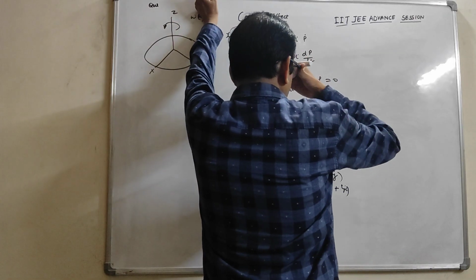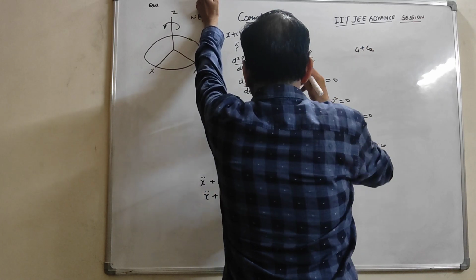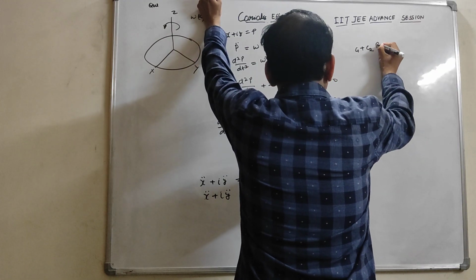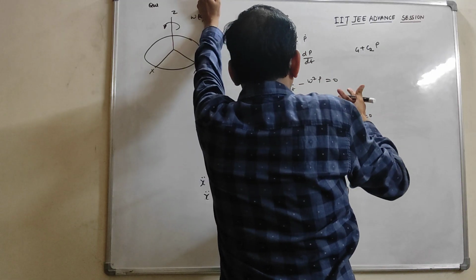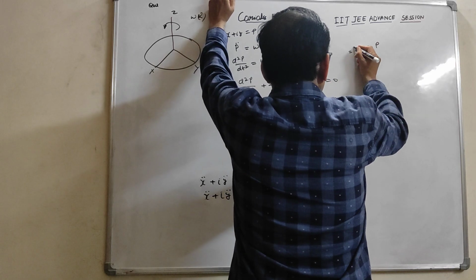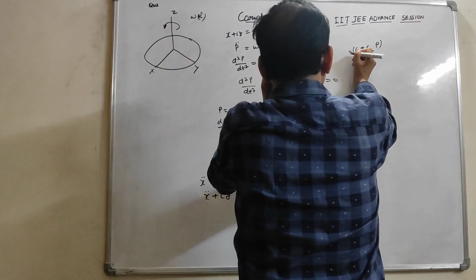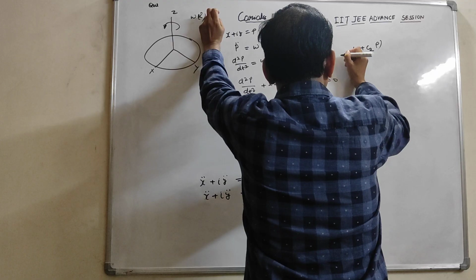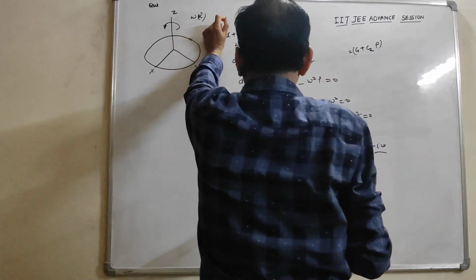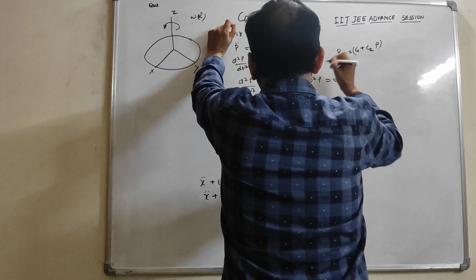That would be alpha t. So C1 plus C2 t, this is P. So we have to find the quadratic in the form of P. P is the distance at t.